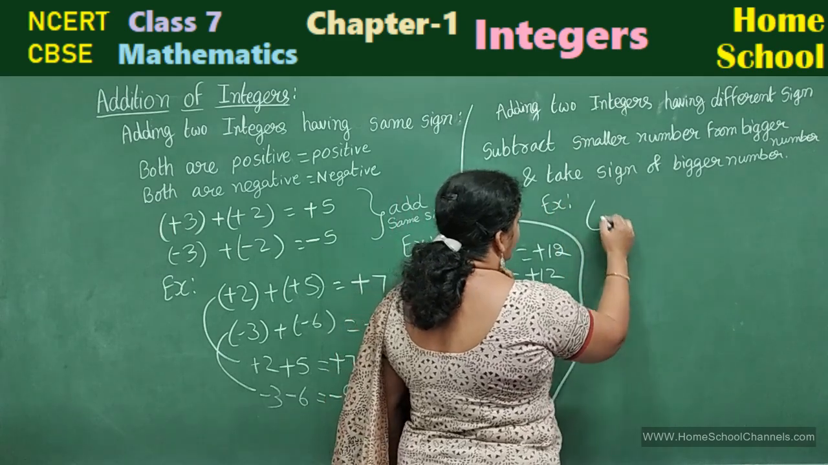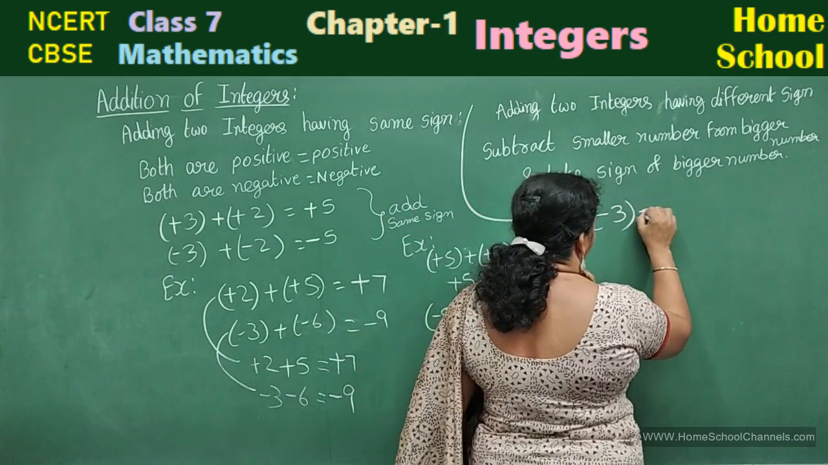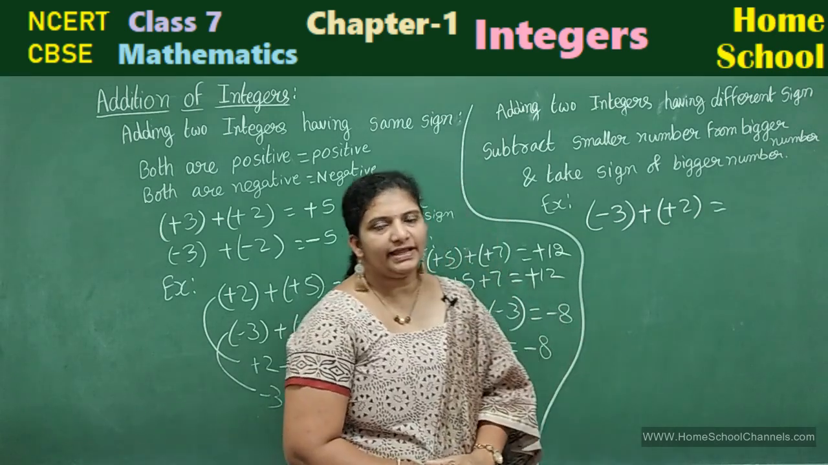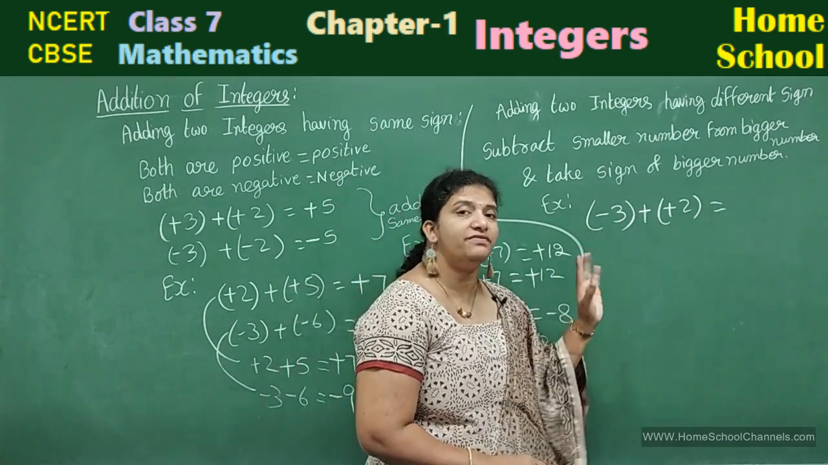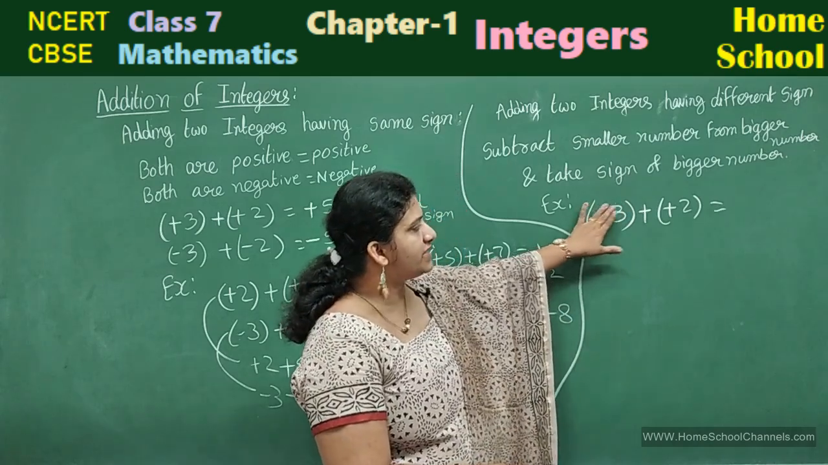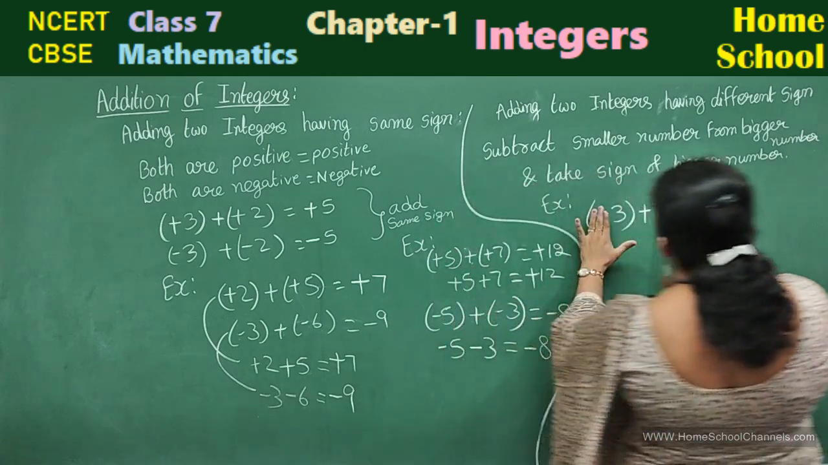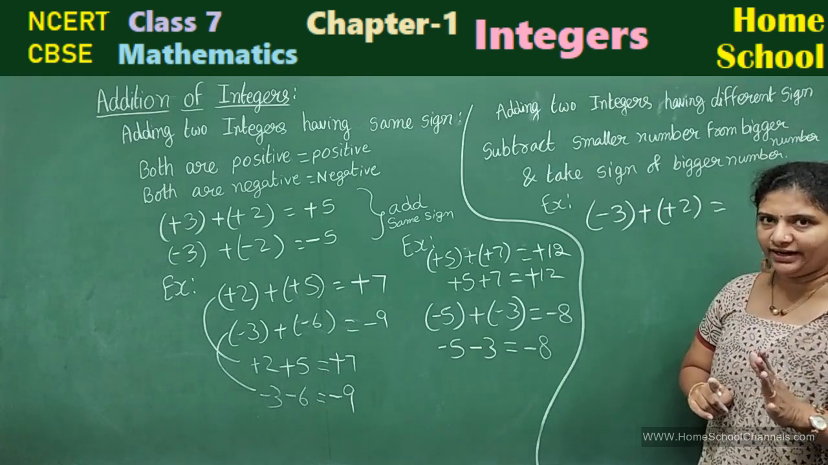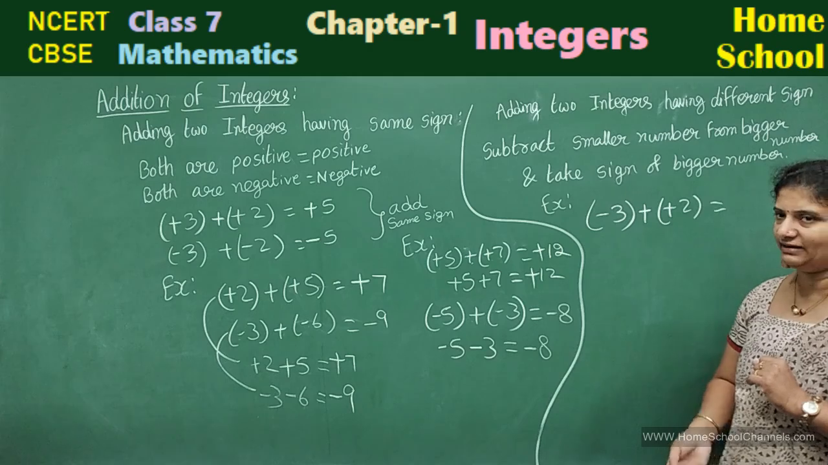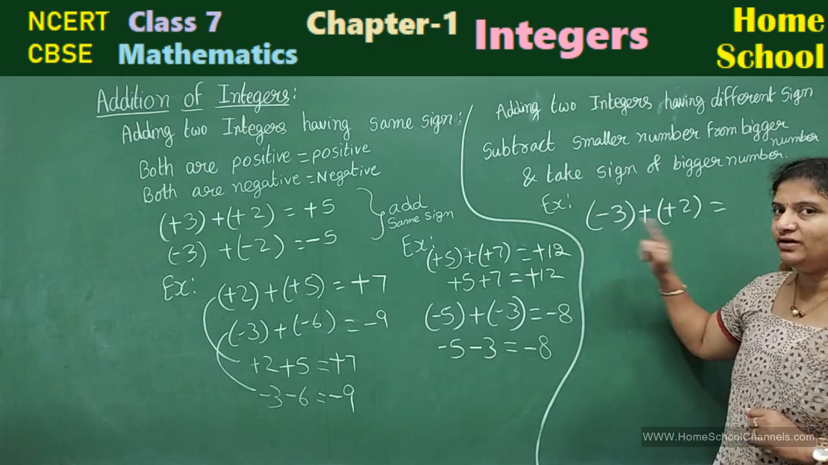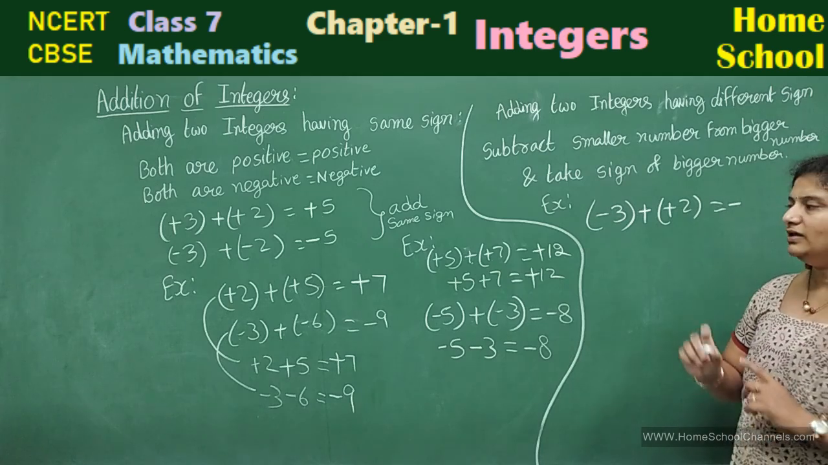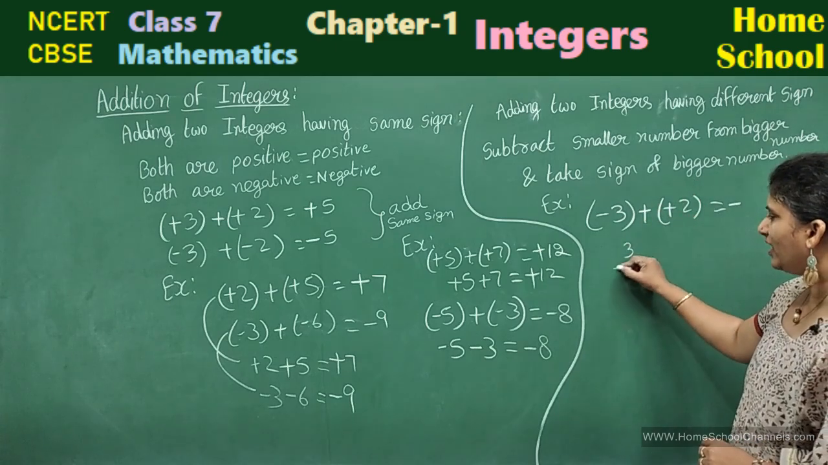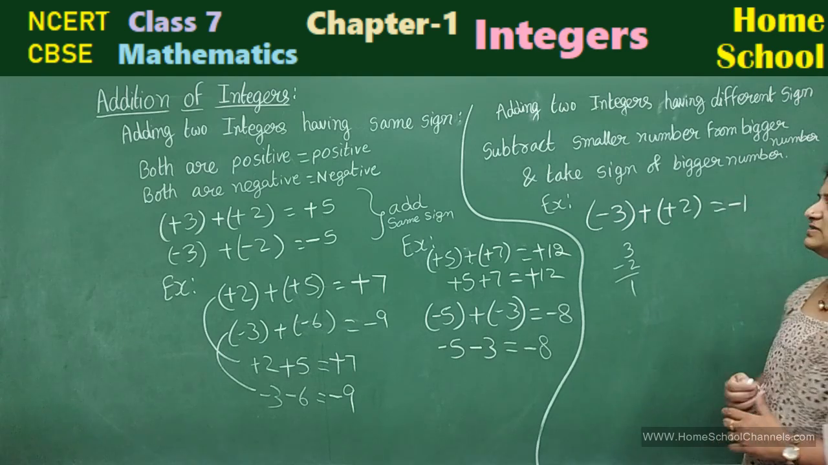So let us see one example here. Minus 3 plus 2 is equal to minus 3 plus of plus 2. That means addition of two integers having different signs. Forget about the signs, positive and negative. Other than this, you see only the numbers 3 and 2, not minus 3 and 2. Right? 3 and 2, which is greater? 3 is greater. So for 3, what is the sign you have? Minus. Now what do we need to do? Subtract the smaller number from the bigger number: 3 minus 2 will be 1. Your answer is minus 1.